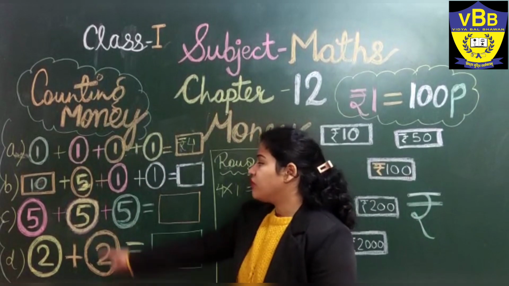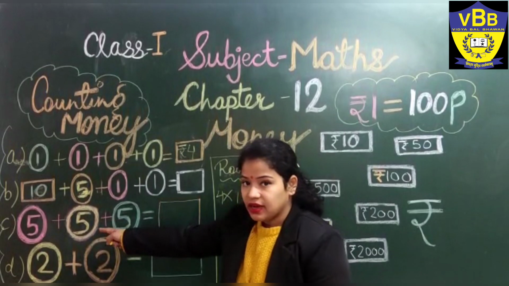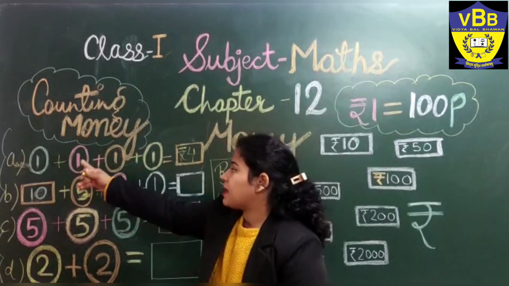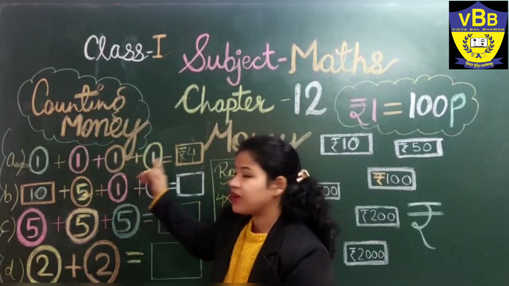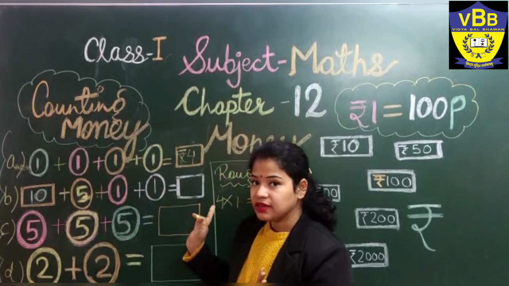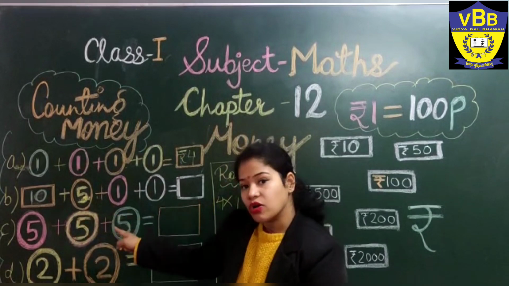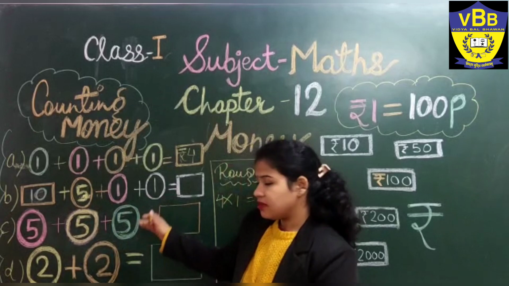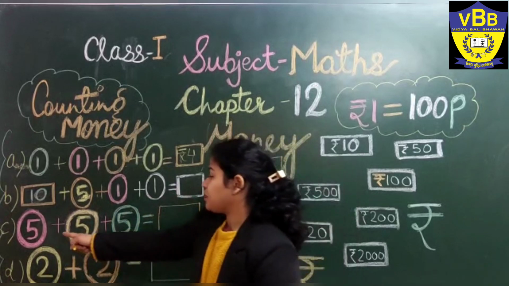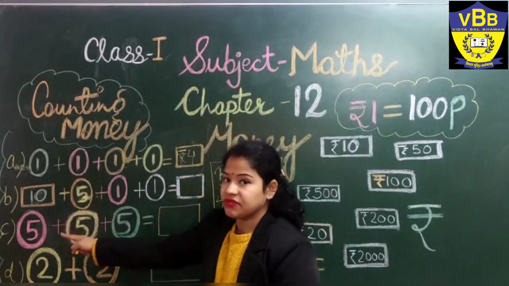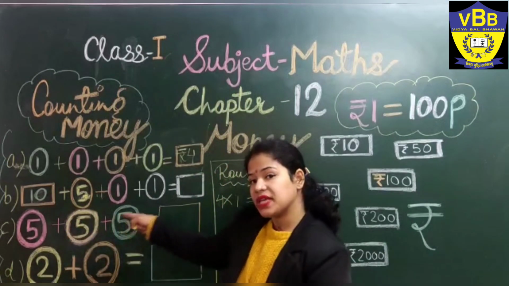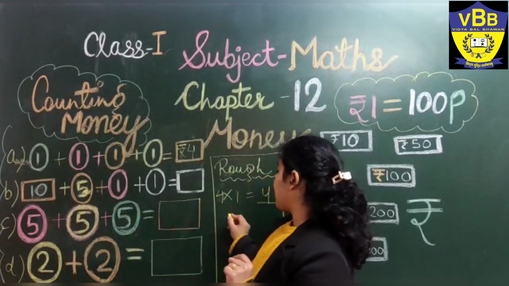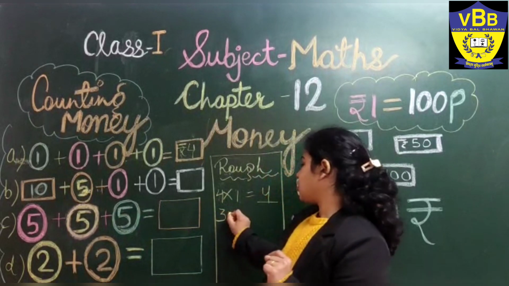Now we are moving towards part C, because it is also the same denomination. See, part A has the same value coins: 1, 1, 1. And part C also has coins of the same value. Okay? See, 5 rupees coin, rupees 5, rupees 5, rupees 5. How many times will rupees 5 come here? 3 times.